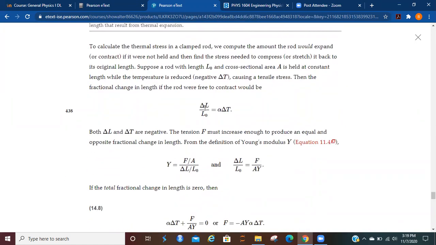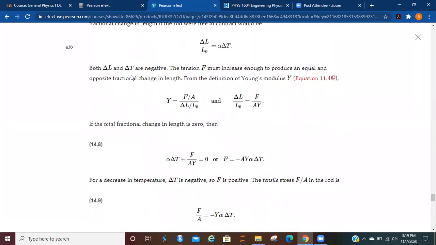So to calculate the thermal stress in a clamped rod, we compute the amount the rod would expand if it were not held, and then find the stress needed to compress or stretch it back to its original length. So let's say we've got a rod here of this length and cross-sectional area held at constant length while the temperature is reduced, causing a tensile stress. The fractional change in the length of the rod, if it were free to contract, would be this. This is negative and that is negative.